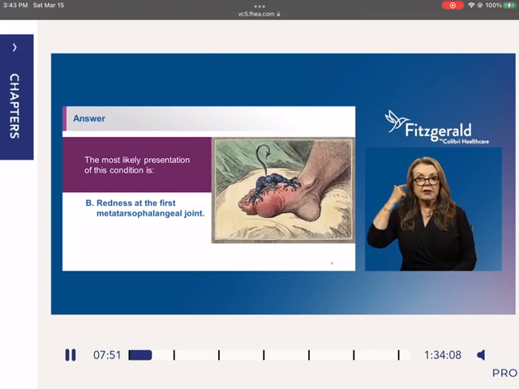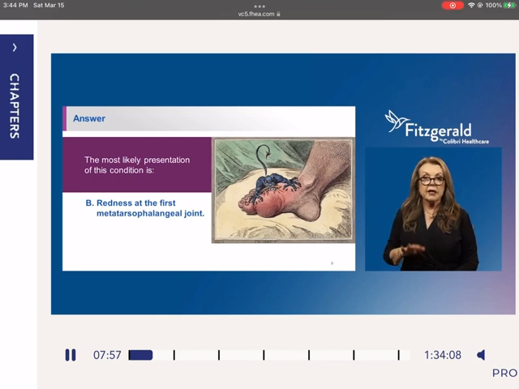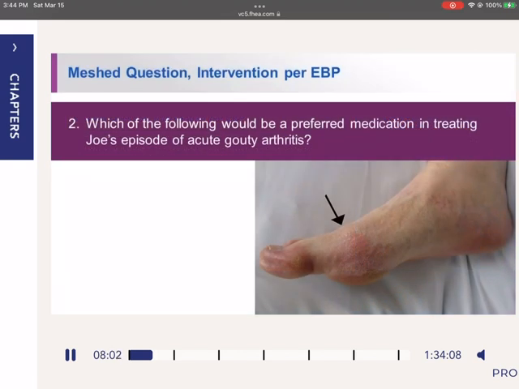Why is it then that tophi occur in the auricle, the external ear? Again, it's a part of the body that can be thermally cool. This is a MESH question looking at intervention per evidence-based practice. You can see the image here that gives you an idea of what gout can look like.